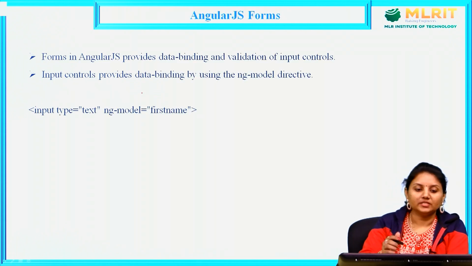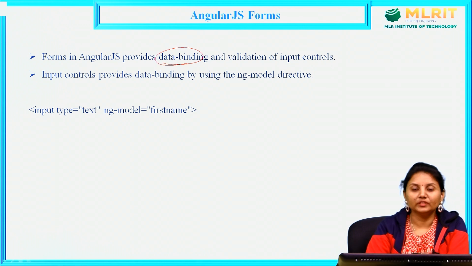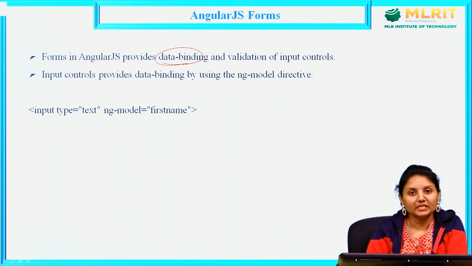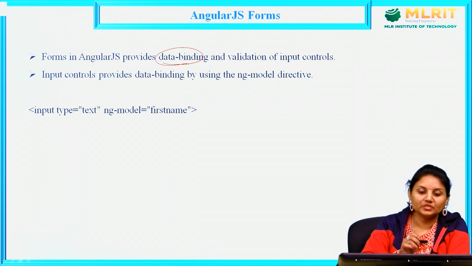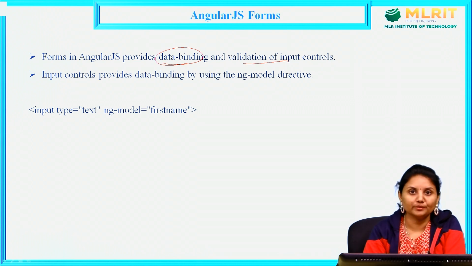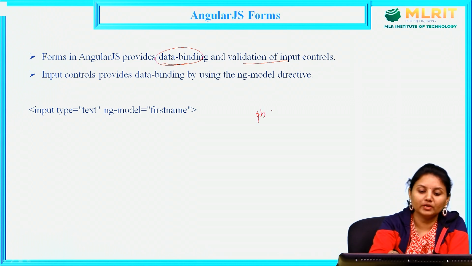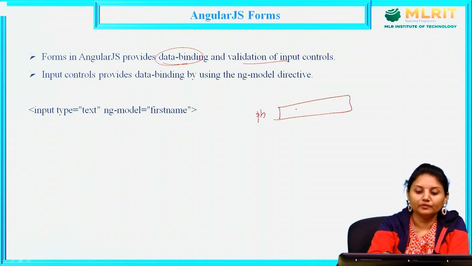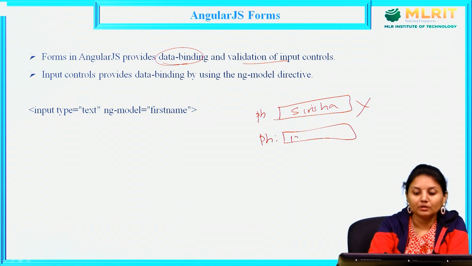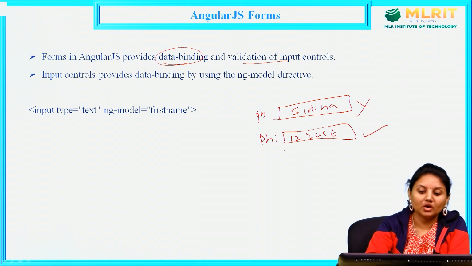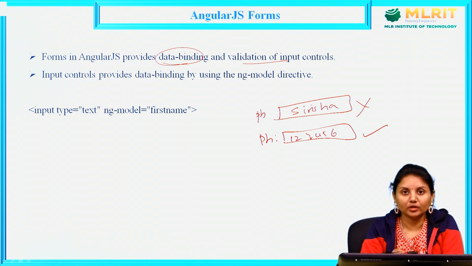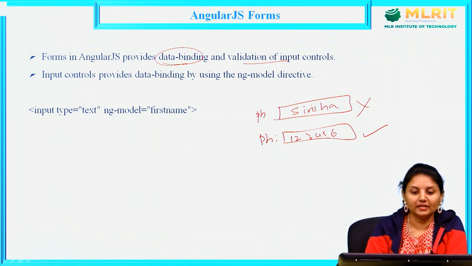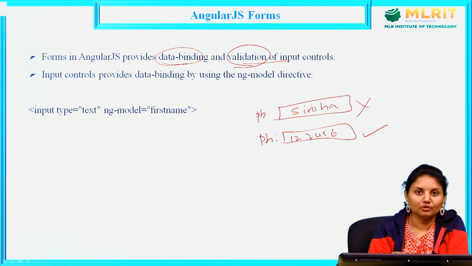Forms in AngularJS provide data binding. Without data binding, we can't develop any application. So we need data binding and validation of input control. Suppose the input is a phone number, and in your input box you give a name. It is not valid. For a phone number, the input should be numbers like 1, 2, 3, 4, 5, 6. That is valid. Checking whether the input is correct or not is nothing but validation. So this is validation of the input control.